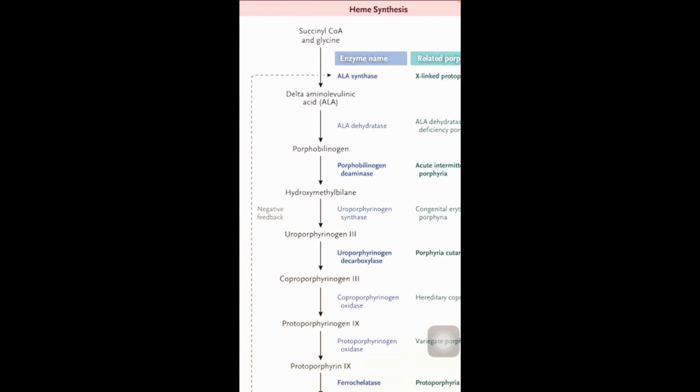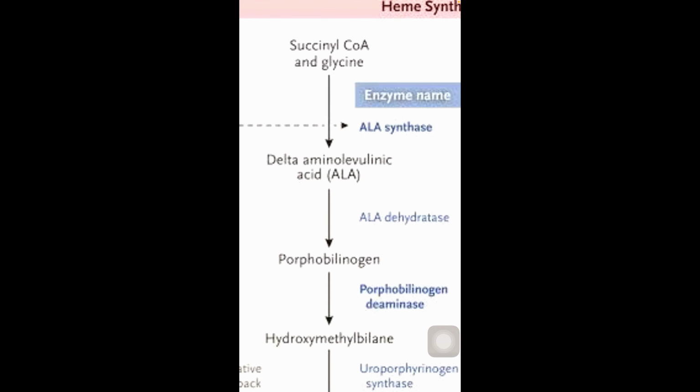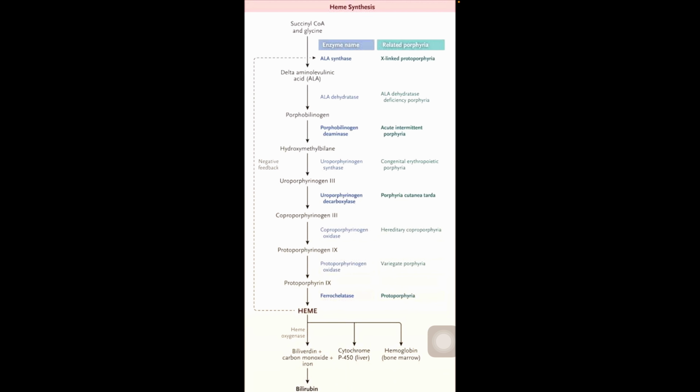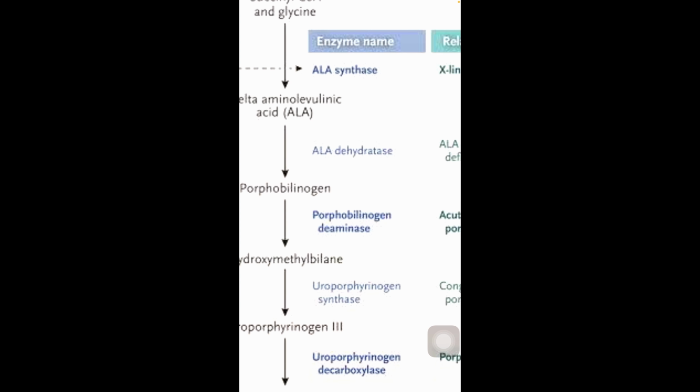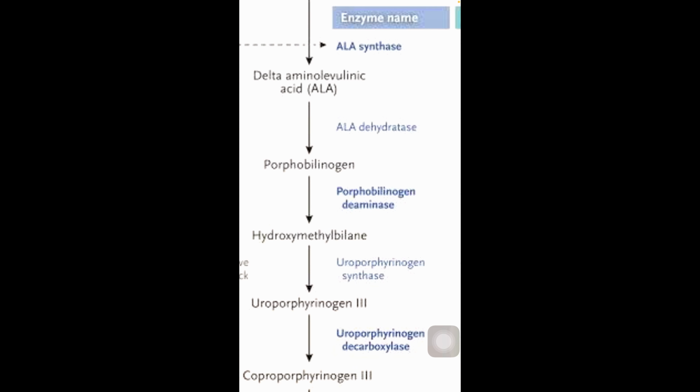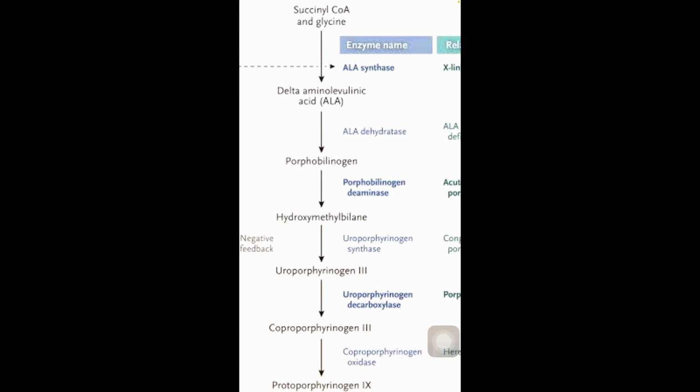So heme starts with succinyl-CoA and glycine here at the top. Then what happens next? We have ALA synthase. The ALA means delta-aminolevulinic acid, and synthase means to synthesize, okay? So we synthesize delta-aminolevulinic acid. Then we have the dehydratase to porphobilinogen. And from porphobilinogen, we have an enzyme called porphobilinogen deaminase, okay?